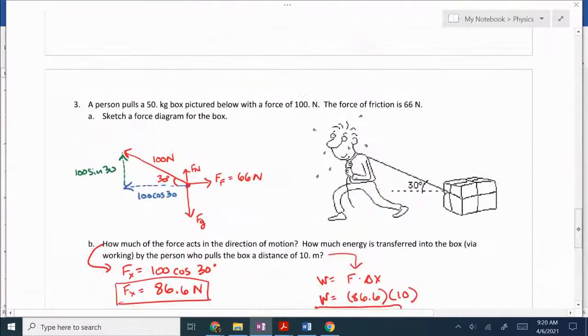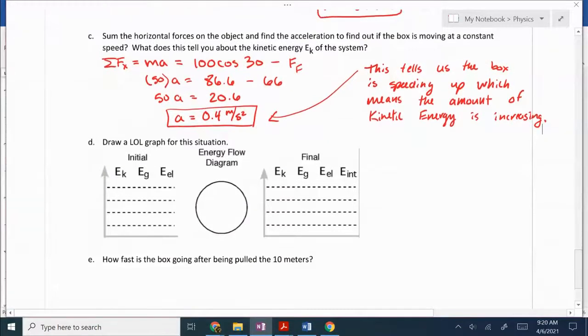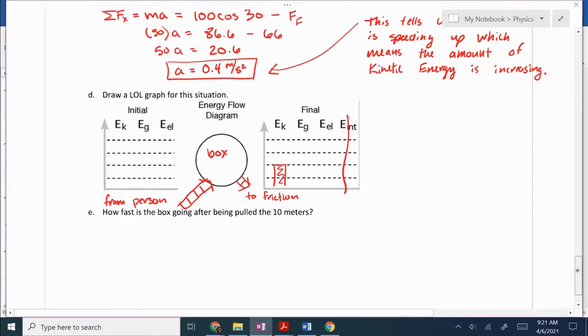So draw an energy bar graph. Let's assume this thing starts at rest. So we'll start out with no kinetic energy. We'll put the box in the system. We have some energy coming in from the person there. From the person, we're losing some energy to friction. I'll put 2 because I feel like it could be 1. So there we go. Some in the kinetic energy, right? So we're seeing our kinetic energy increase.